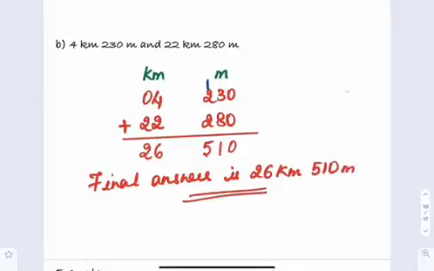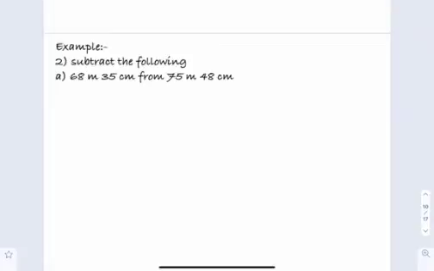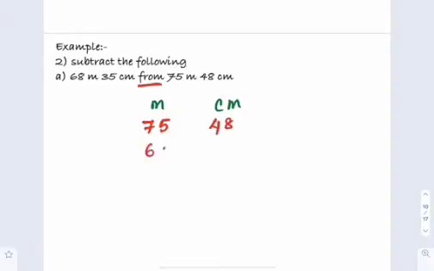Similarly, we can perform even subtraction also. We'll try a few more examples for subtraction. Subtract the following: 68 meters 35 centimeters from 75 meters 48 centimeters. Here, children, please note that the number which comes after from needs to be taken first. 75 meters 48 centimeters. Then for the second number, 68 meters 35 centimeters.